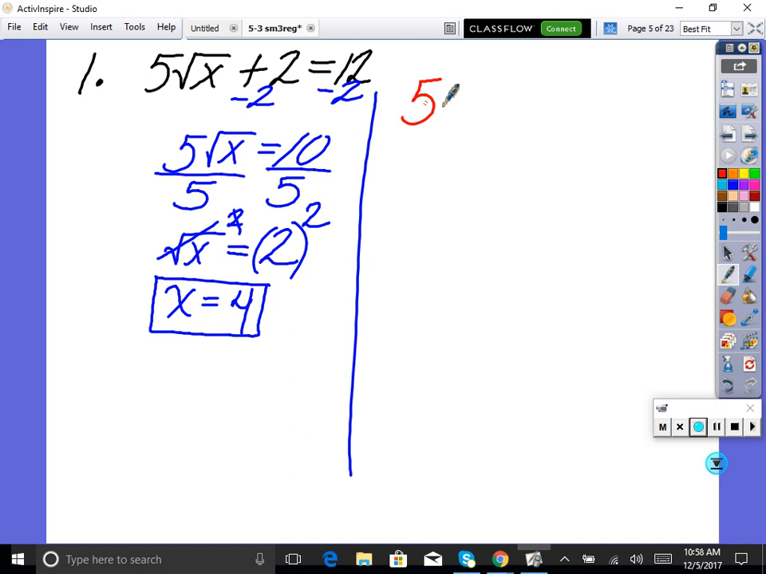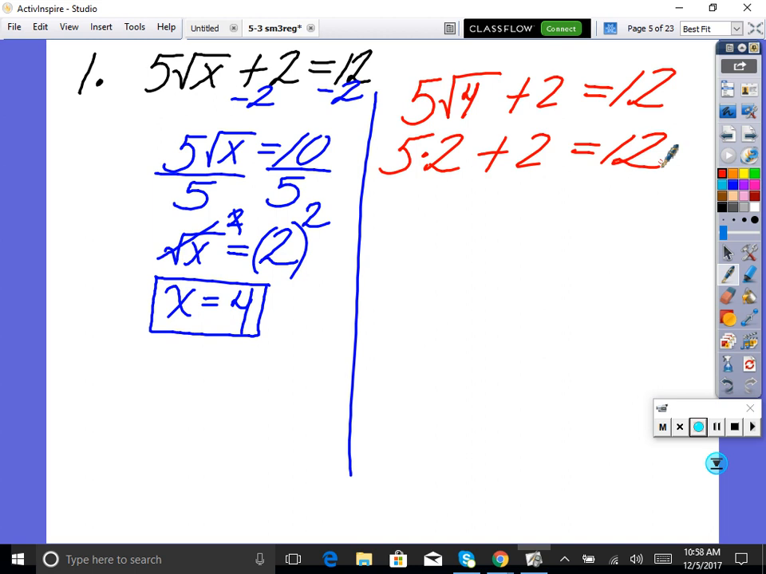It's nice as you can hand in your test knowing you've already got these problems right. So look, plug it into the original. 5 times the square root of 4, plus 2, does that equal 12? That's 5 times 2, because the square root of 4 is 2. 10 plus 2, does that equal 12? Yes, so we are good to go.